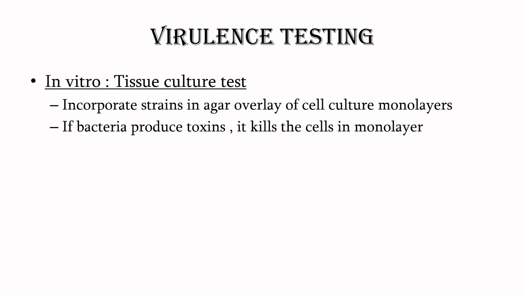You can also do a tissue culture test where you incorporate the strains of this bacteria that you have recovered from the agar overlay of cell culture monolayers. And if the bacteria is capable of producing a toxin, it will kill the cells in this monolayer.